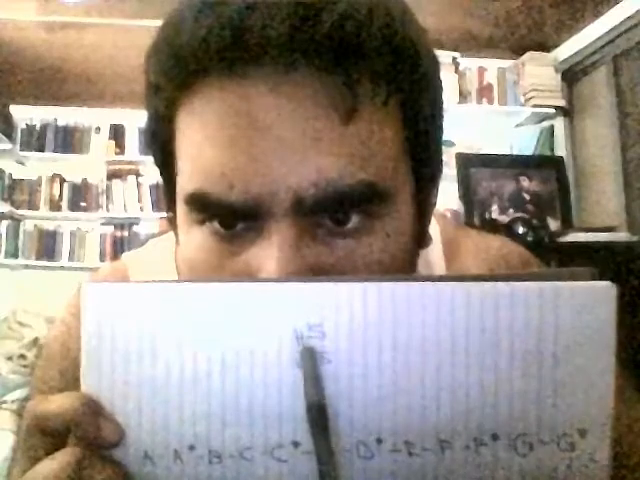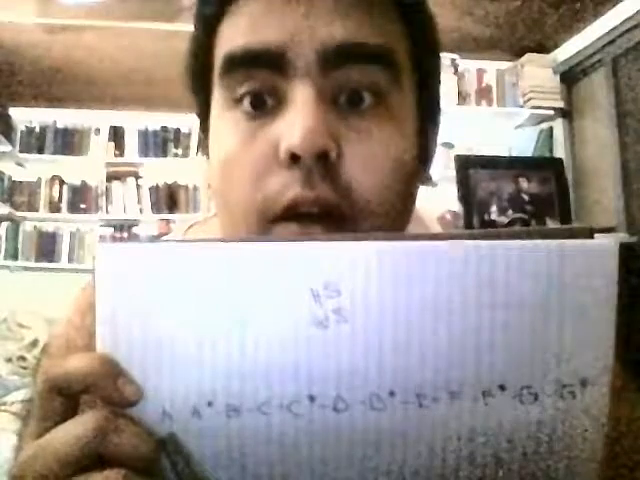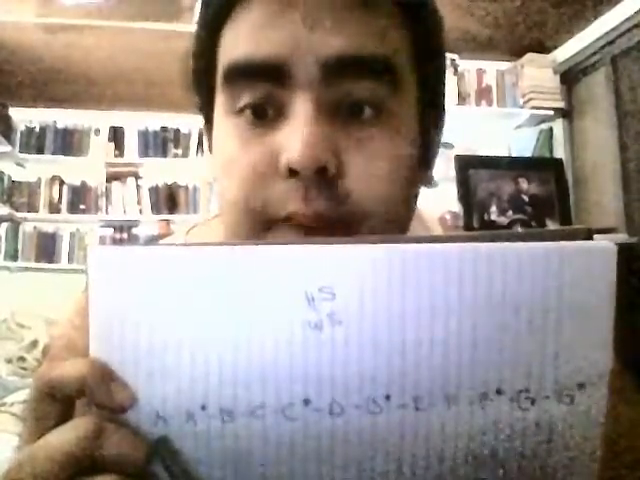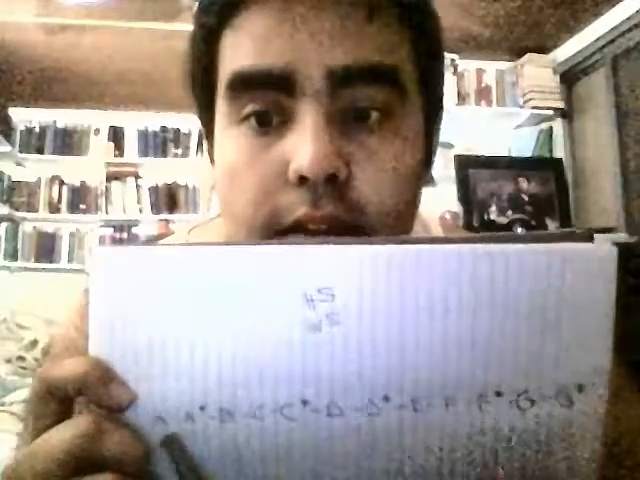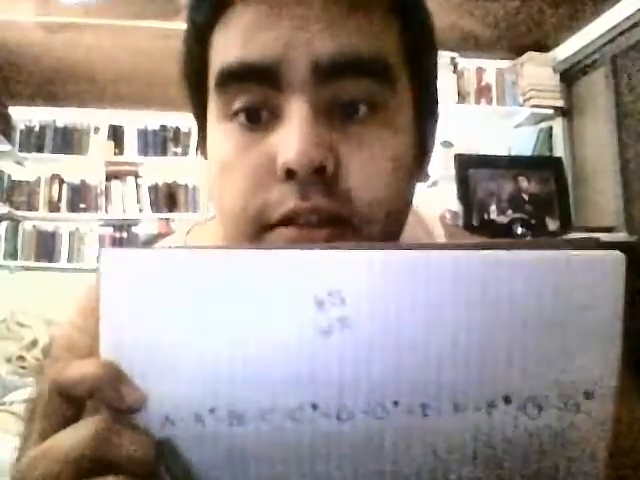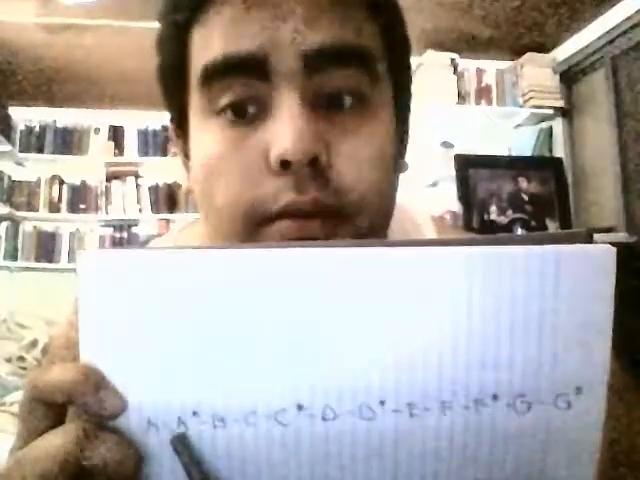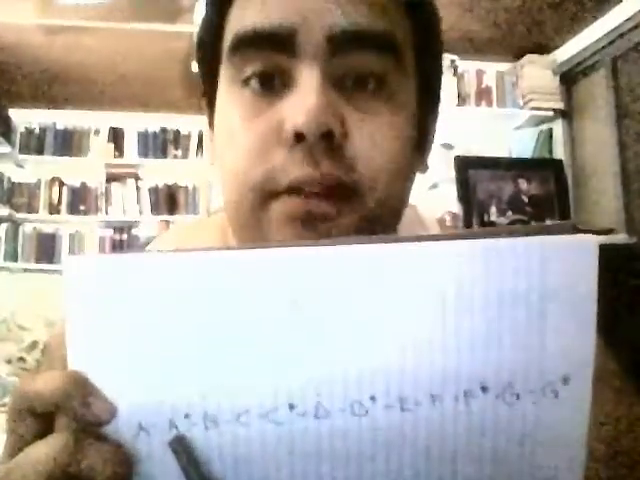Okay, so let's start with this one. HS, half step. A half step is one move. It's 1 point of movement. So let's say you're on A. What is a half step from A? A half step from A is just A sharp. It's just 1 over. What's a half step up from A sharp?